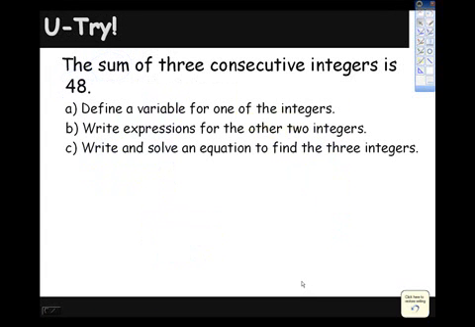Here's one for you to try. It says the sum of three consecutive integers is 48. We're supposed to A, define a variable for one of the integers, B, write expressions for the other two integers. That's the let statements that I did on the other slide right over here. And then write and solve an equation to find the three integers. Go ahead and pause the video and give this a try.